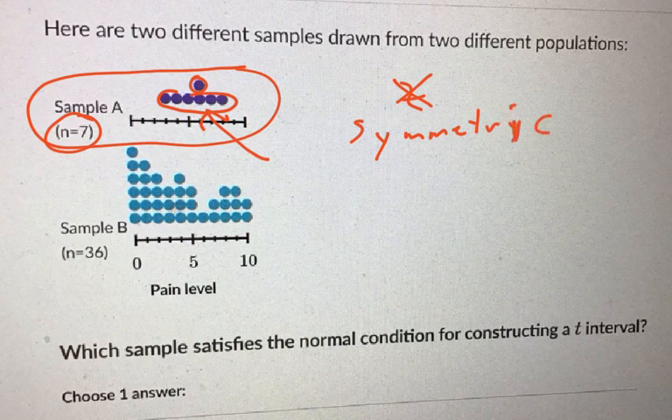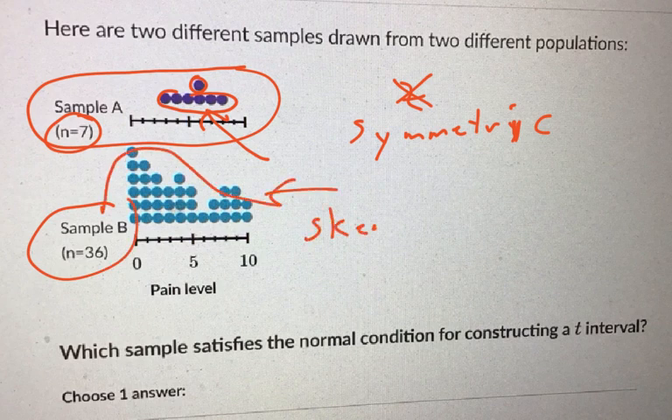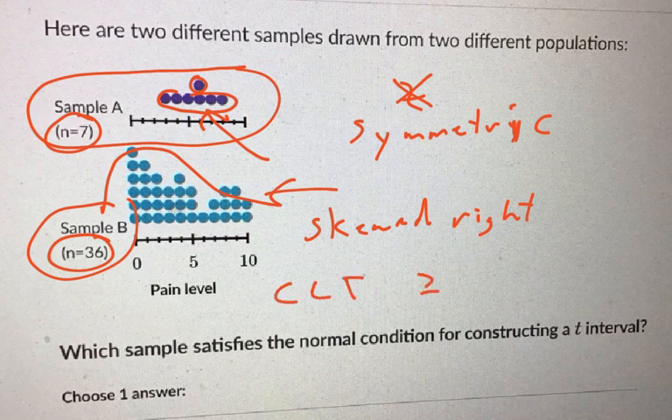It has symmetry. Now notice sample B is not symmetric. We would say that it's skewed right. But remember, guys, as long as this sample was done randomly, because our sample size is so large, remember by CLT, whenever the sample size is greater than or equal to 30, even if it's skewed right or left, we know random selection will help us get a symmetric result in our samples.